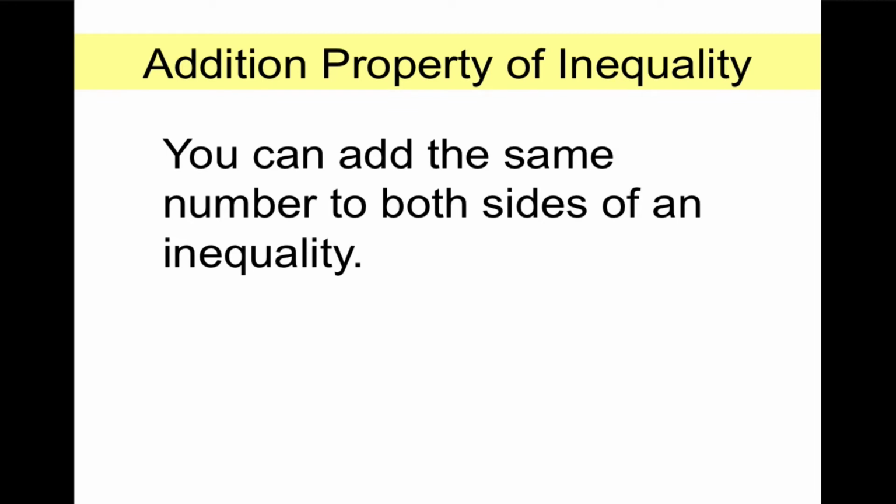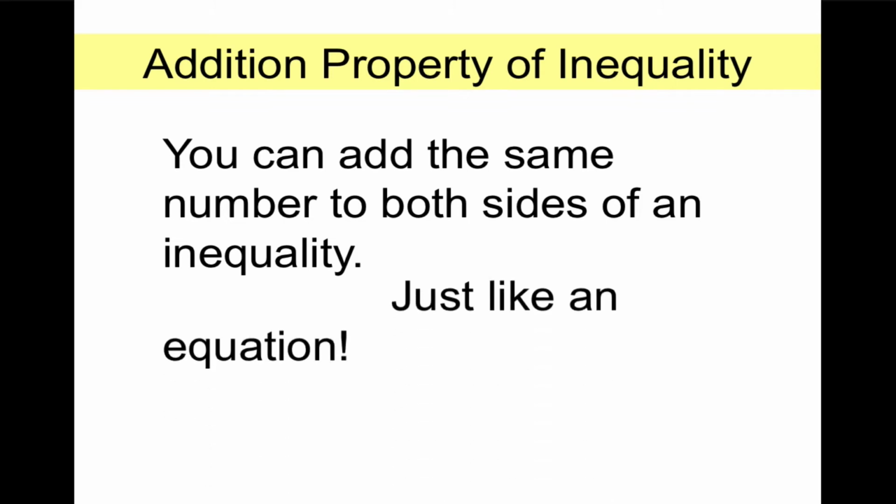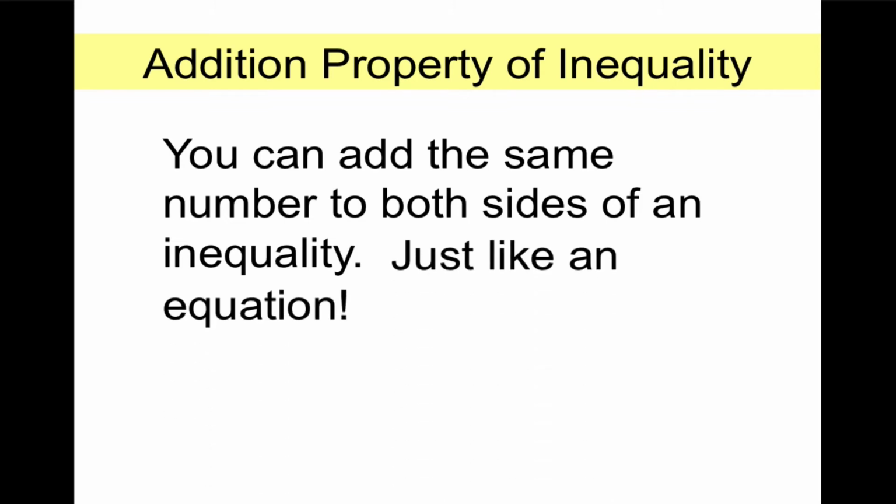This is the property that we're going to use to solve our one-step inequalities. It's called the addition property of inequality. It's nearly identical to the addition property of equality. It says that you can add the same number to both sides of an inequality. It works just like an equation, where we could add the same number to both sides of an equation to isolate the variable.